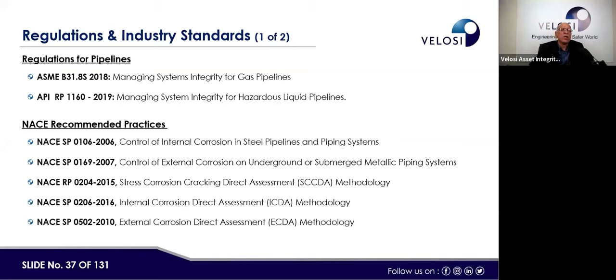NACE is another American standard. There are standards related to internal corrosion, external corrosion, and, like I referred, ICDA, ECDA, SSCDA. Control of internal corrosion in steel pipeline and piping systems is SP 0106. Similarly, 0169 is control of external corrosion on underground or submerged metallic piping systems, and then SSCDA, ICDA and ECDA are covered by the 204, 206, and 502 specifications.